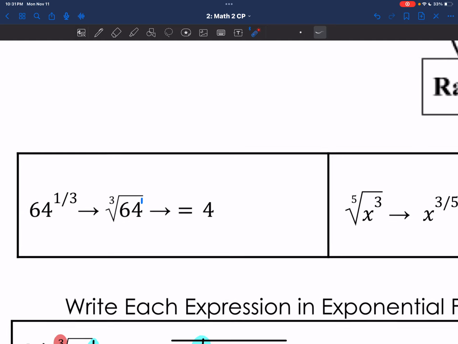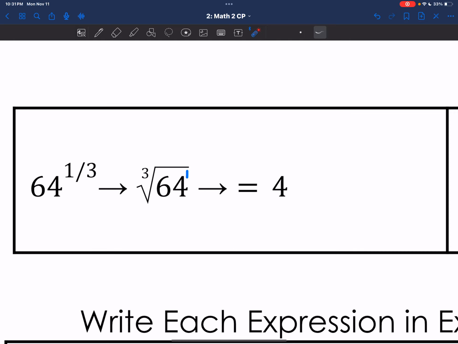So here's an example. One thing I want you guys to notice is if you have 64 to the 1/3, well, this is going to be inside, and this is your outside. And then once you take the cube root of 64, you're going to get 4. That's your answer. And if you notice, I wrote the 1 there.